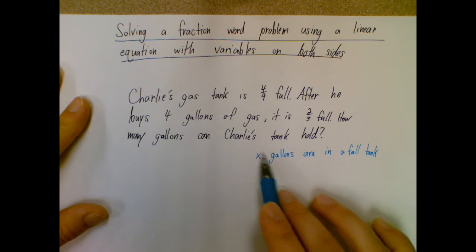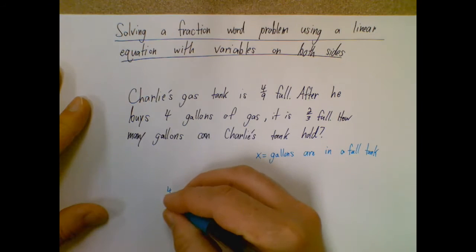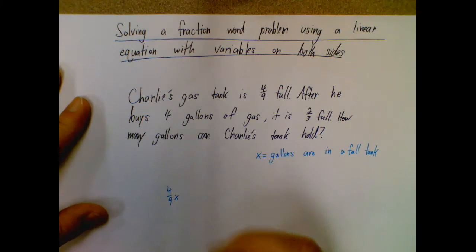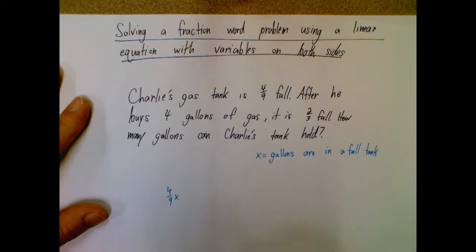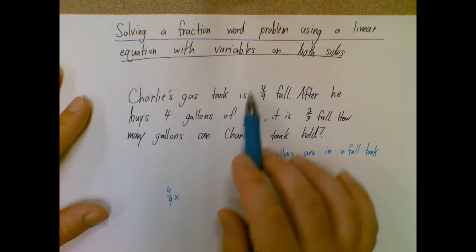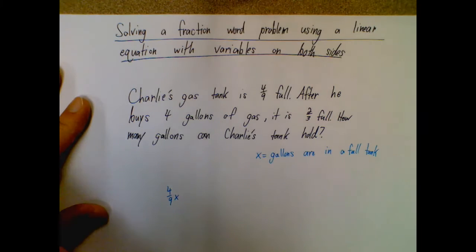So we're starting off 4/9 full, so whatever the full amount would be times 4/9, so 4/9 x. Then be careful here. He buys 4 gallons of gas, but it's sometimes tricky to figure out: are we adding that to the 4/9 x or the 2/3 x?